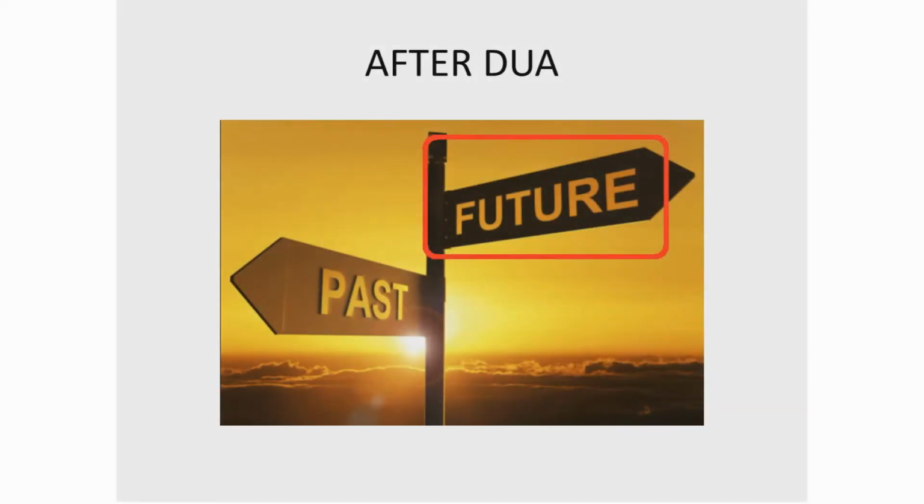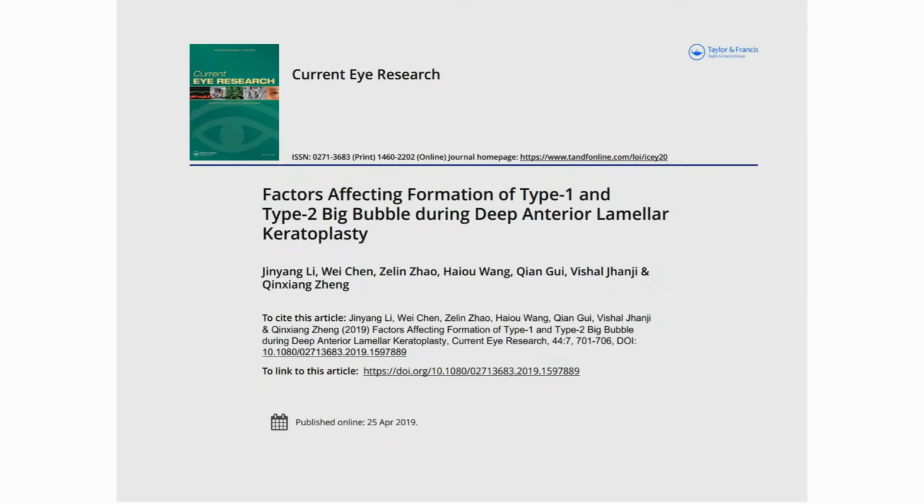The discovery of Dua's layer allowed a better understanding of the dynamics of the air within the cornea. This knowledge would allow taking the appropriate measures to reduce the frequency of complications. The article Factors Affecting Formation of Type 1 and Type 2 Big Bubble During Deep Anterior Lamellar Keratoplasty, published on the current ASCRS magazine, studied 322 eyes where DALK was performed.